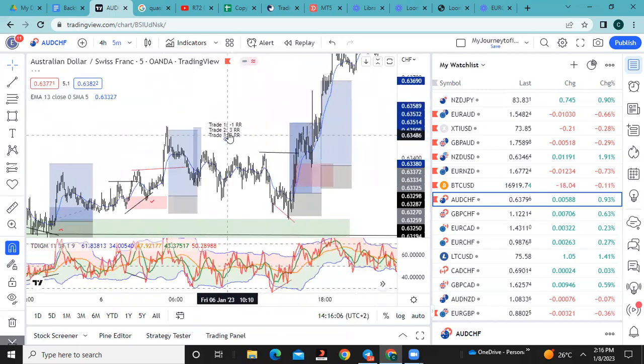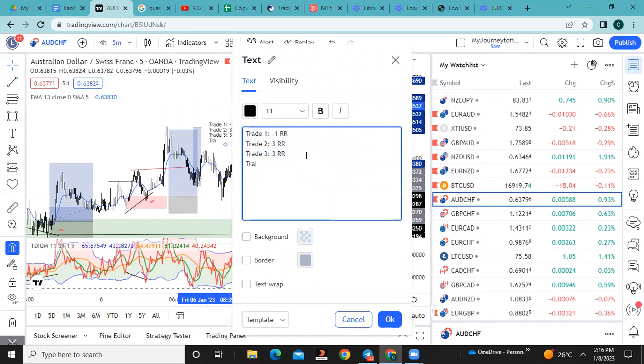So trade 4. That was a very nice one. Well, whoever took the setup, they would have gotten their 1:3 then and then.